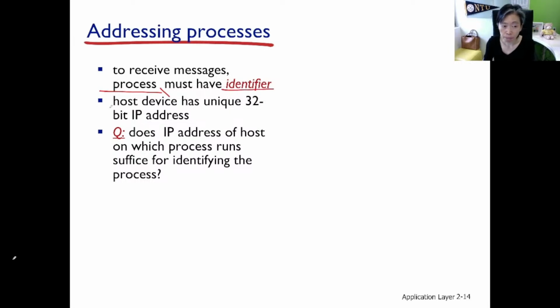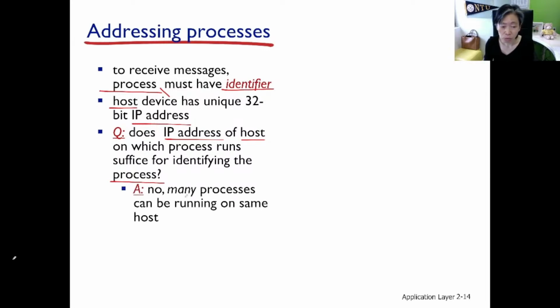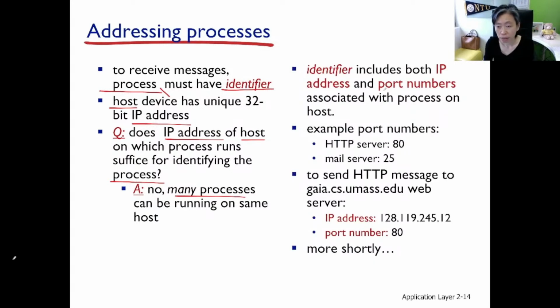Now let's take a step back. We already know that each host has a unique identifier called the IP address. This IP address will be sufficient to identify a host, but would it be sufficient to identify a process? Not really, because nowadays we very often see multiple processes running on a machine. So we need something else in addition to the IP address, and that something else is called the port number. Together, they uniquely identify a process running on the internet.